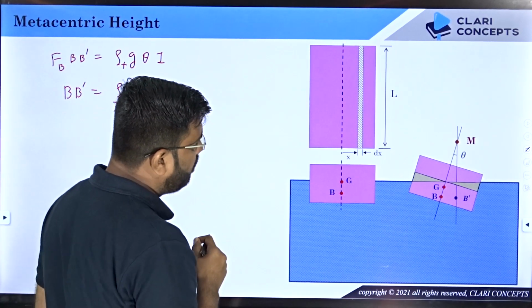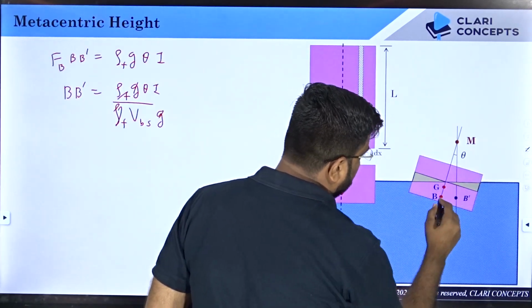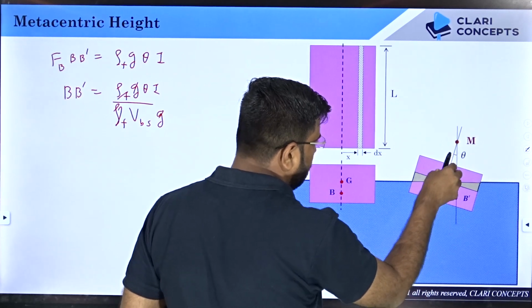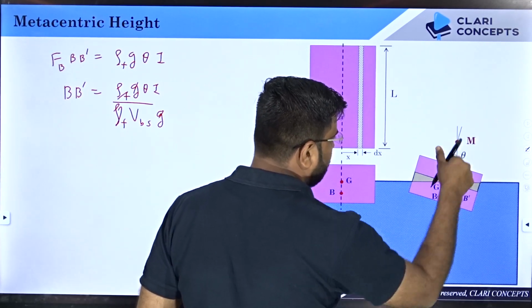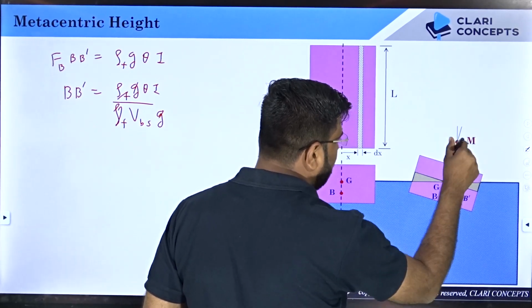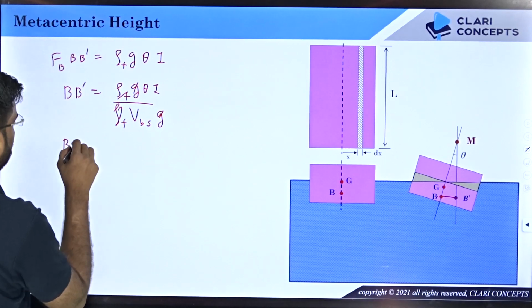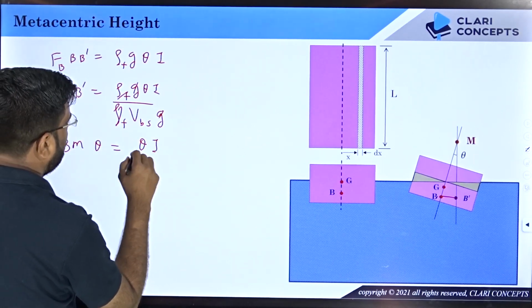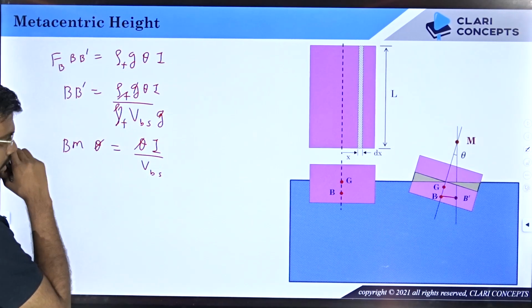Can I say from the previous slide? If you look at this triangle, BB dash is what? It is BM into theta, because angle equals arc upon radius. So arc equals angle into radius. So BB dash equals BM into theta equals theta I upon VBS. Theta will get cancelled. Now you see we are ending up with a beautiful equation.